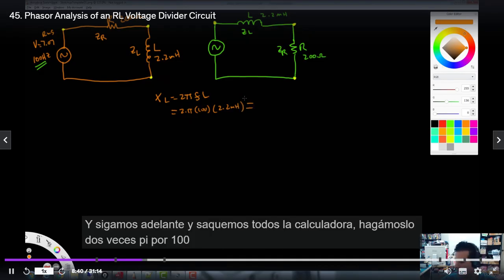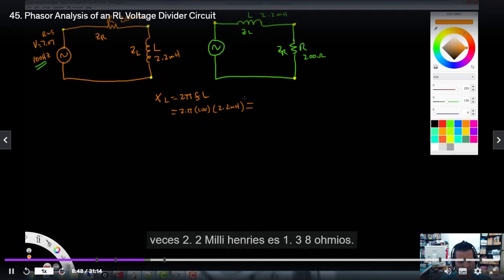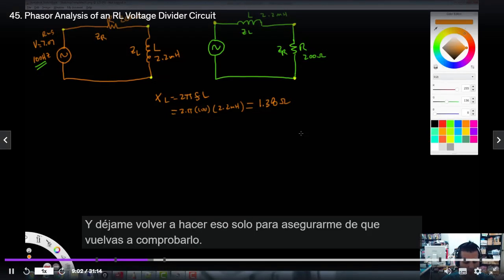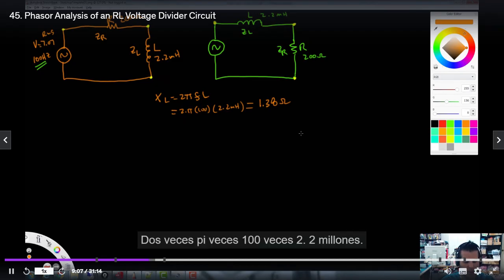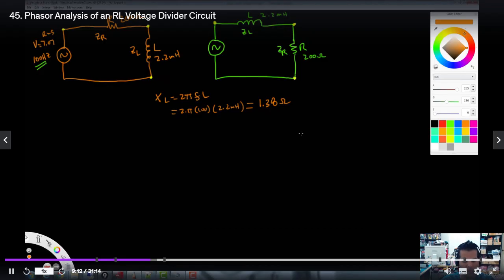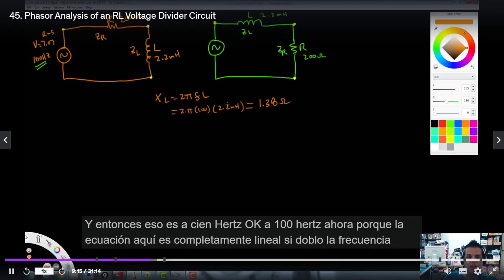All right, and let's everyone get their calculator out. Let's do it. 2 times pi times 100 times 2.2 millihenries is 1.38 ohms. All right, 1.38 ohms. Let me do that again just to make sure, and you check it again. 2 times pi times 100 times 2.2 milli. All right, 1.38 ohms. And so that's at 100 hertz.